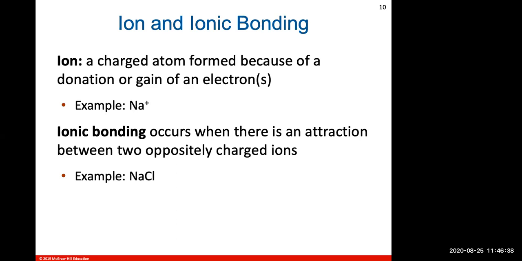Ionic bonding will then occur when there's an attraction between two oppositely charged ions. You've heard the phrase opposites attract. The same thing goes in chemistry. Two oppositely charged ions will attract each other. So sodium by itself will be Na positive, and chloride by itself will be Cl negative. We can bond them together through an ionic bond because they are two oppositely charged ions. And when they're bound together, they become neutral, but they'll become sodium chloride, which is table salt.